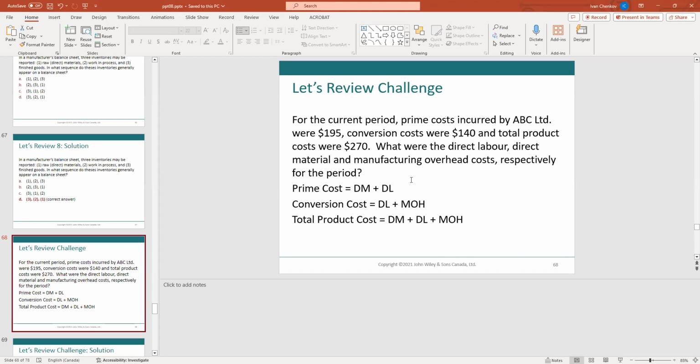Having in mind those formulas, we know that 195 is direct material plus direct labor. 140 is direct labor plus manufacturing overhead. Direct material plus direct labor plus manufacturing overhead is 270. How much is direct material? How much is direct labor? How much is manufacturing overhead?